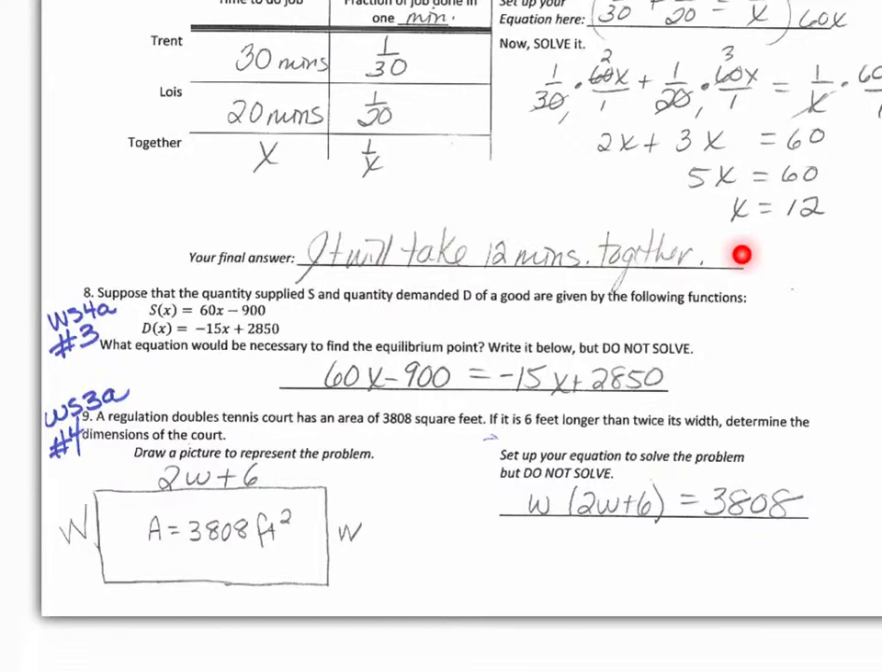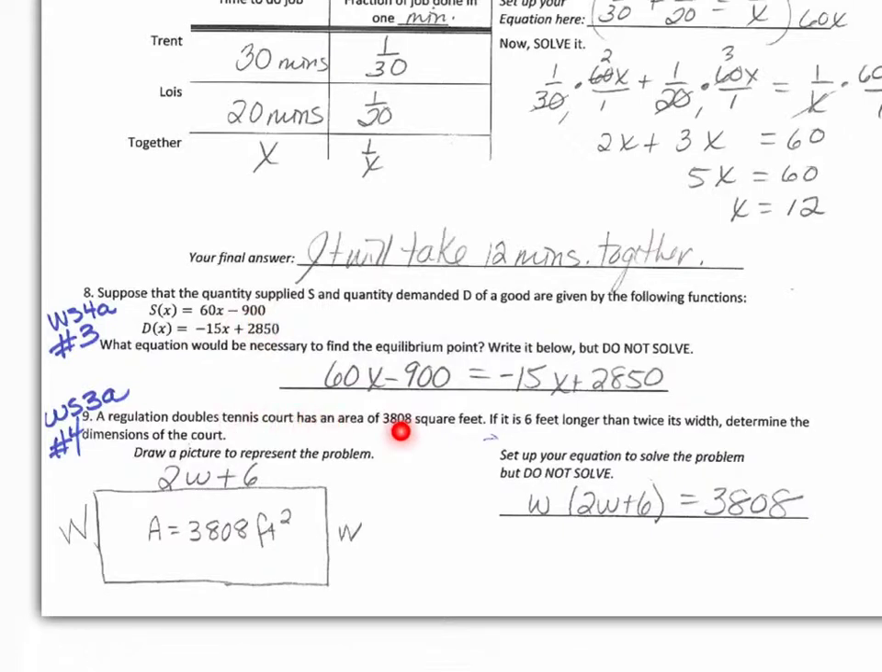For the next problem, all you had to do was set up the equation. You've got quantity, supply, and demand. We talked about equilibrium points, and that's when supply equals demand, and so all you had to do was set supply equal to demand, so set these two equal to each other, and that then would allow you to find the equilibrium point.